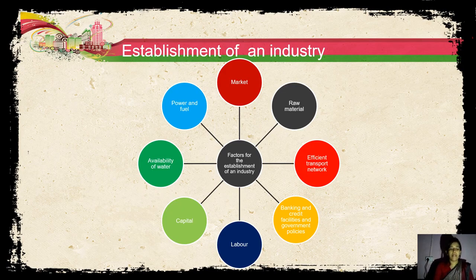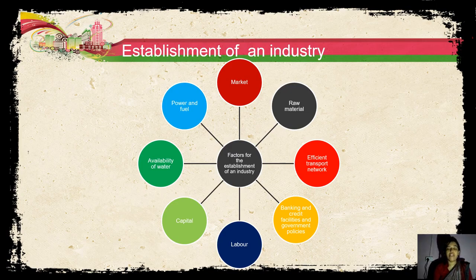Let me give you an example. For example, you want to make a cup of tea. What are the raw materials you will need for that? You will need milk, you will need tea leaves, and you will need sugar. So mainly these 3 things will act as raw material to give the final product in the form of a cup of tea. If raw material is not available, from where will you get the final product? So raw material is very important.